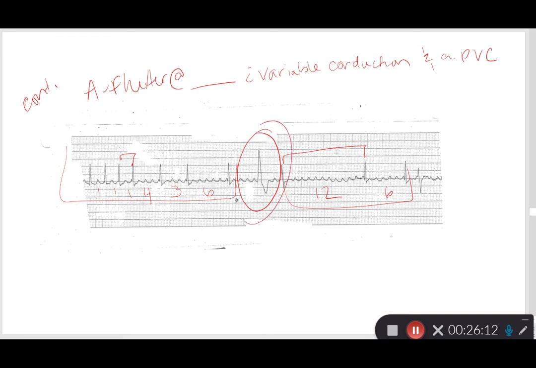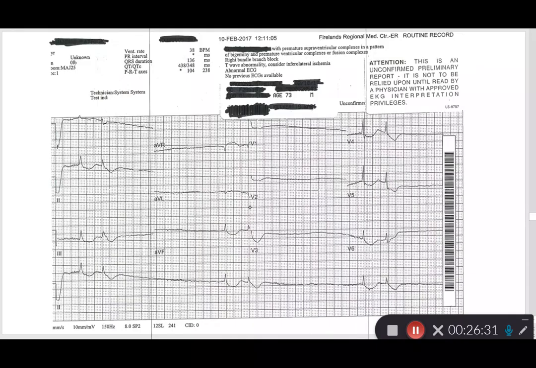So I have that very wide, bizarre looking PVC right there in the middle. So a lot of things going on in this rhythm. A couple different things going on, so we'll have to add all those things together. But with this patient, I would worry about their conduction slowing down. It's pretty long there, so I might even worry about some bradycardia. But that's probably why these ventricles are firing off, because it's saying, hey, I need to raise my heart rate.